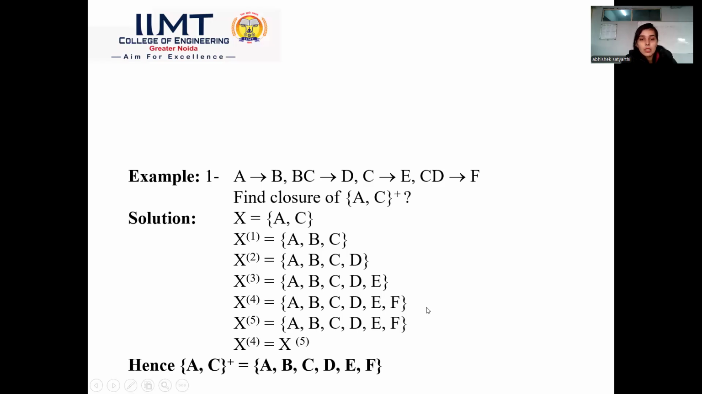So we have all these attributes which are present in the relation: A, B, C, D, E, F. Again from A, B, C, D, E, F, we cannot find another new attribute. So I just stop here, since step number 4 and step number 5 are equal, and the closure of AC is A, B, C, D, E, and F.